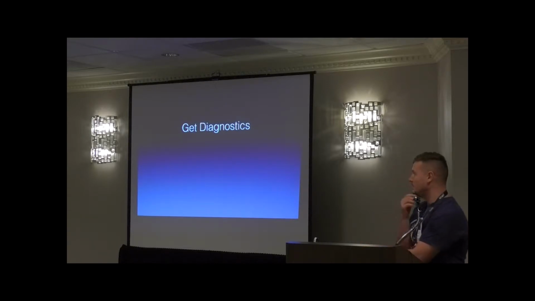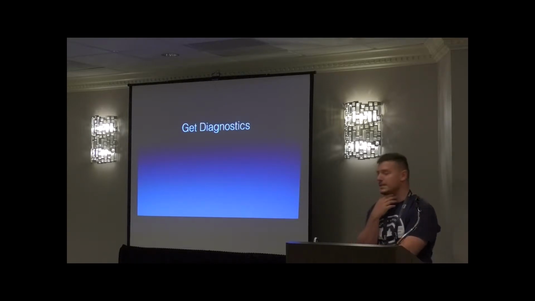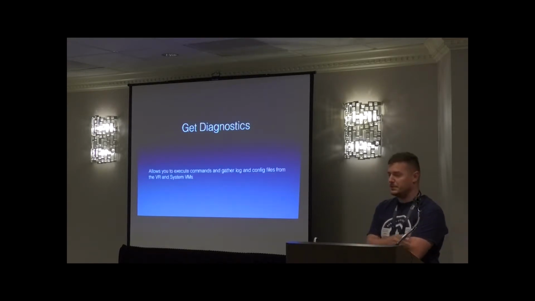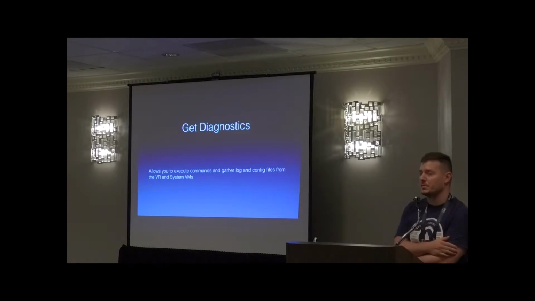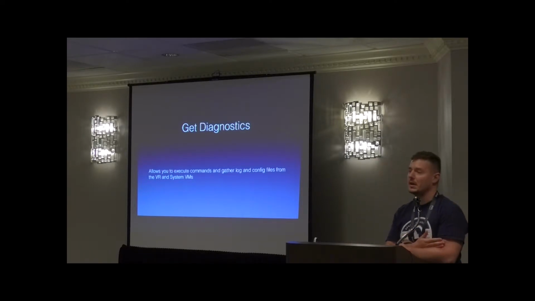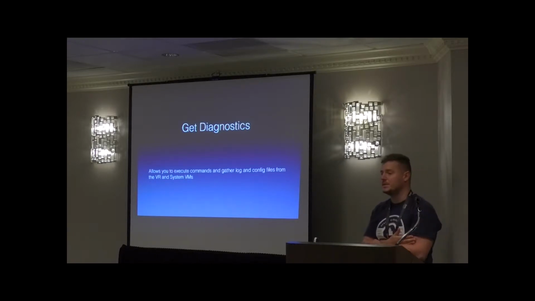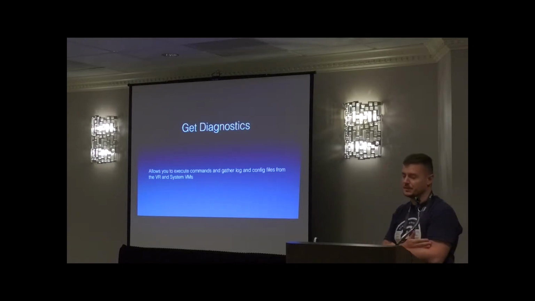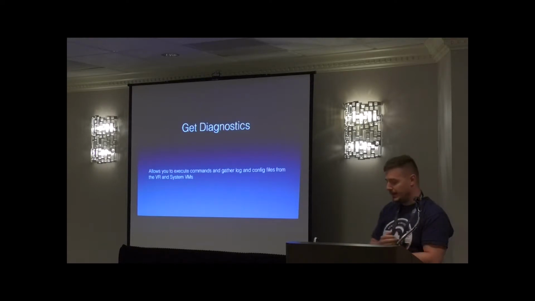The first one is Get Diagnostics. With this one, you are basically able to fetch data from the VR. Meaning you can get config files, log files, and everything that you basically need to figure out what's happening in your VR. Is DHCP not configured properly? Are you missing some IP configuration? Did something funny happen with the IP ranges or whatever?